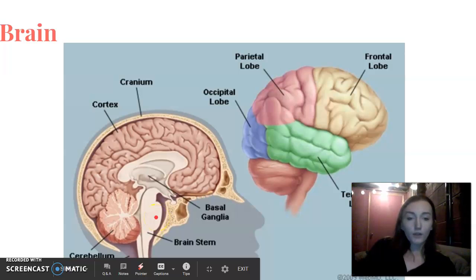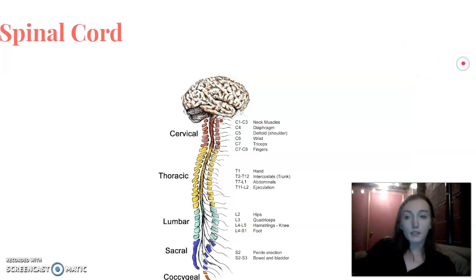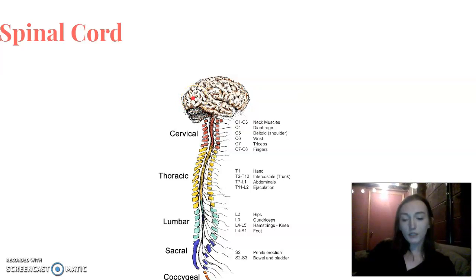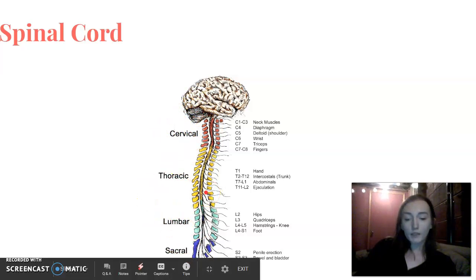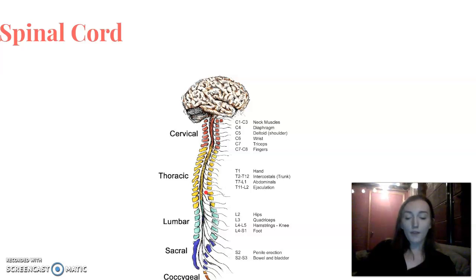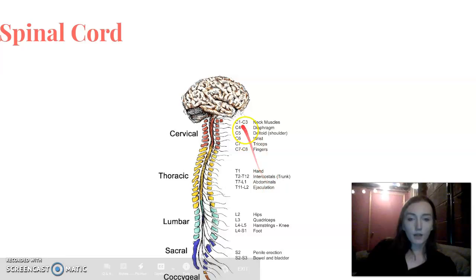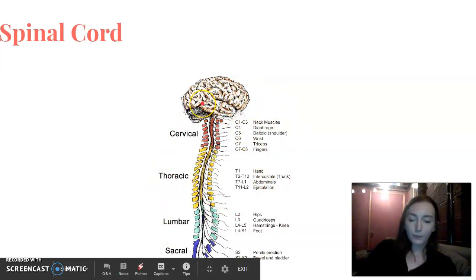The other part of the central nervous system is the spinal cord, which we can break down into 4 different parts. It's the cervical, thoracic, lumbar, and then it has peripheral nerves, which are the afferent and efferent nerves. The afferent nerves carry information from the body to the brain, and then the efferent nerves carry information from the brain to the body. The spinal cord is kind of just the link between the brain and the rest of the nerves in the body, so it's a channel mostly.